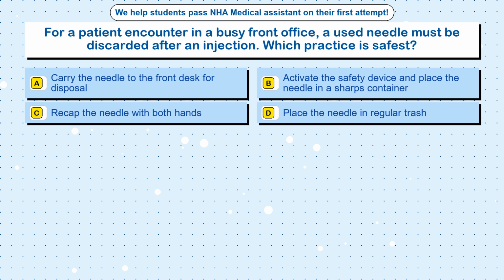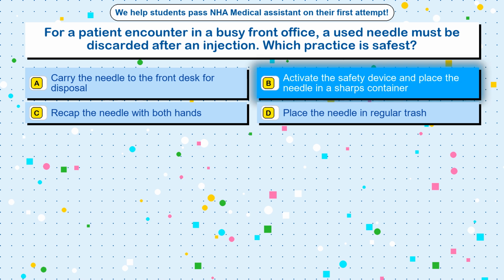Question 26. For a patient encounter in a busy front office, a used needle must be discarded after an injection. Which practice is safest? Option A, carry the needle to the front desk for disposal. Option B, activate the safety device and place the needle in a sharps container. Option C, recap the needle with both hands. Option D, place the needle in regular trash. The correct answer is option B, activate the safety device and place the needle in a sharps container.